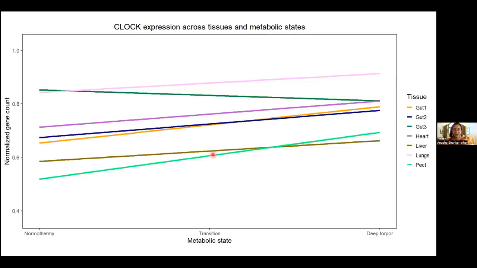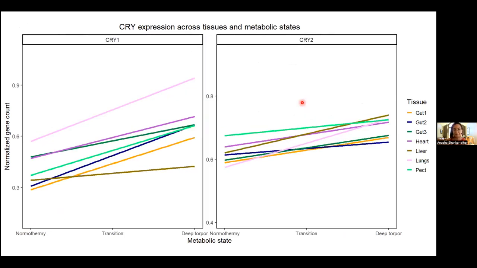A lot of the normalized gene counts of the gene called clock across these three different metabolic states of normothermy, transition, and deep torpor. And in almost every tissue, it's upregulated in deep torpor, except in the distal gut. The same is true of another group of clock genes called the cry genes. Cry1 and cry2 are all upregulated in every tissue type. And so we're seeing these patterns for a bunch of different clock genes.